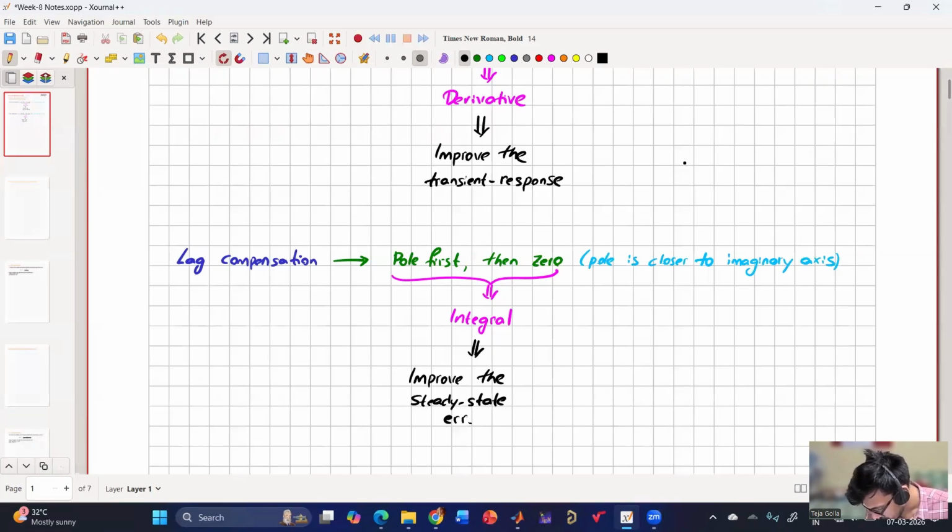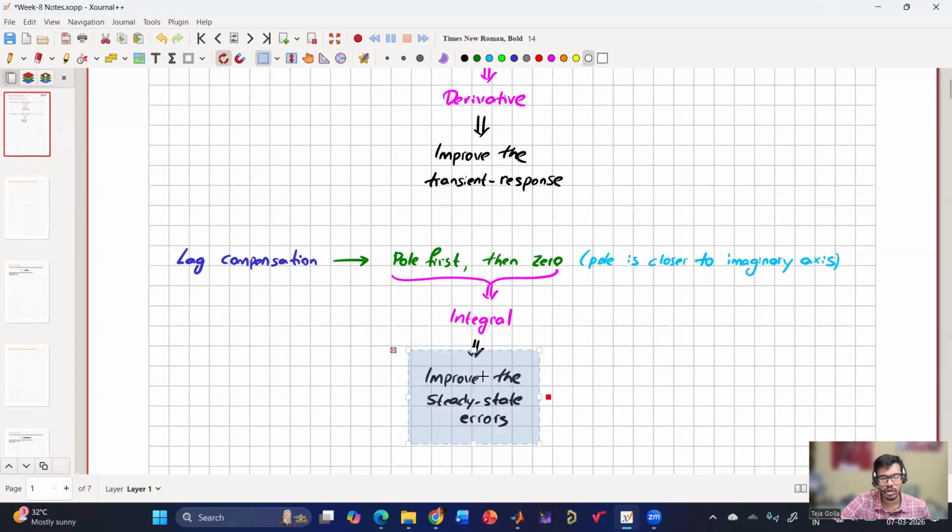Steady state errors. Say we were given a system and we found that the steady state error requirement is not met. So they're asking us to design a compensator so that the steady state error requirement is met. In that case, we'll be using lag compensation because it has an integral effect. Why integral effect? Because the pole will come first, then zero. So first the denominator 1 by s effect will come, then zero is placed a little bit far.